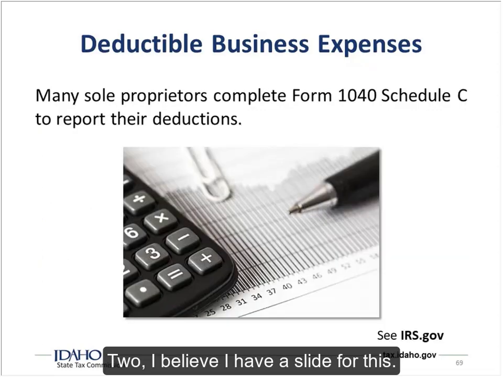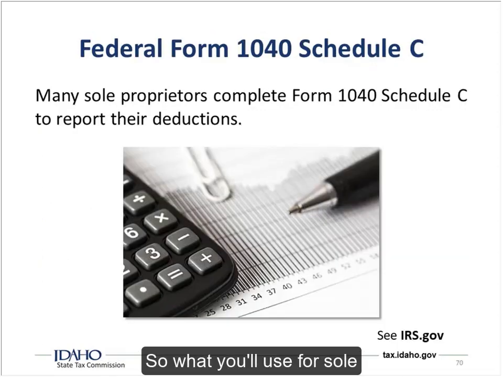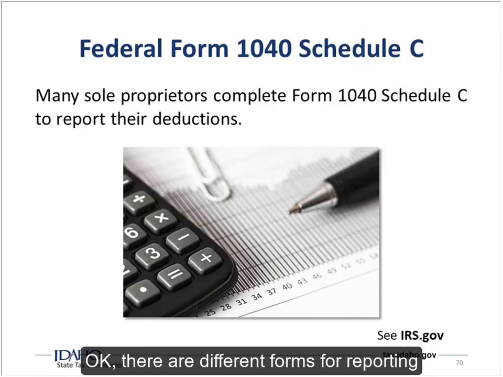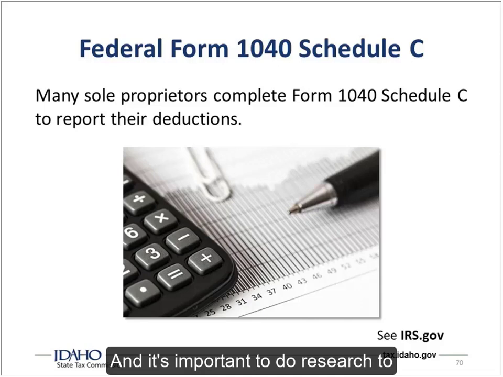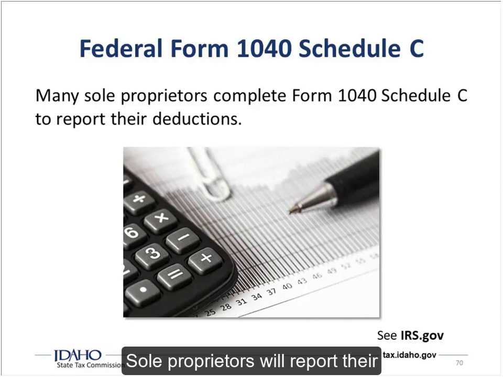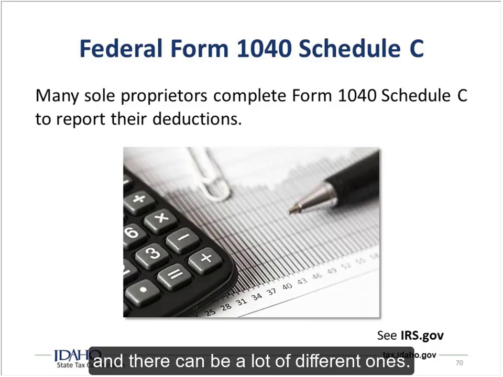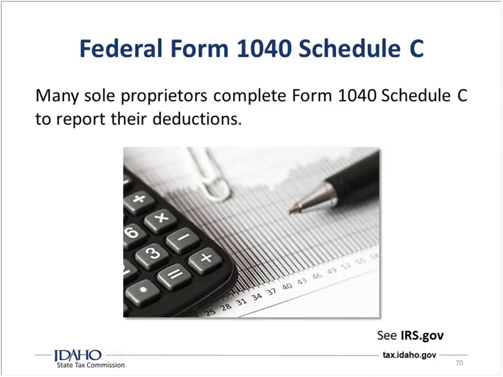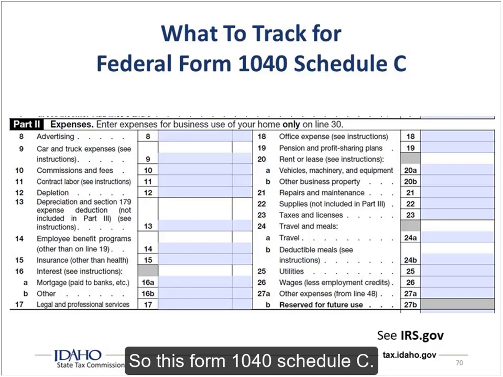I believe I have a slide for this. Yeah, I'm getting there. So what you'll use for sole proprietors is Form 1040 Schedule C to report your deductions. Okay. There are different forms for reporting your business expenses as tax deductions, and it's important to do research to verify which form matches your business. Sole proprietors will report their taxes on their personal return, while other business types will file separate returns. Okay. And there can be a lot of different ones, so if you have questions, I would talk to the IRS at irs.gov about that.